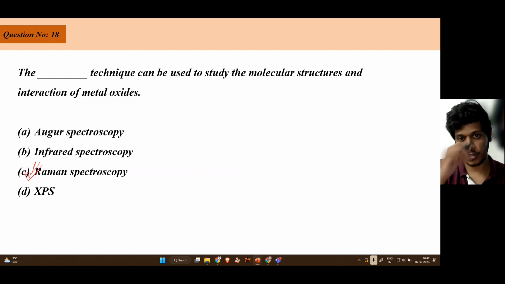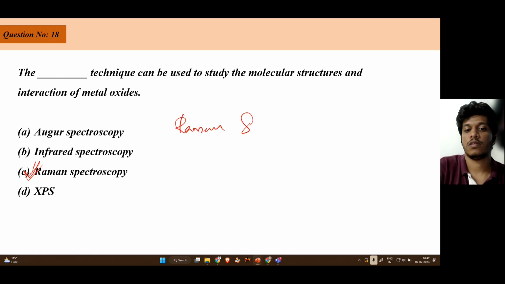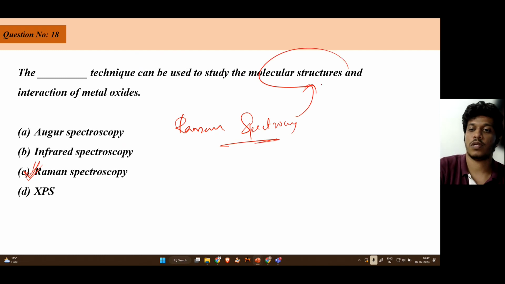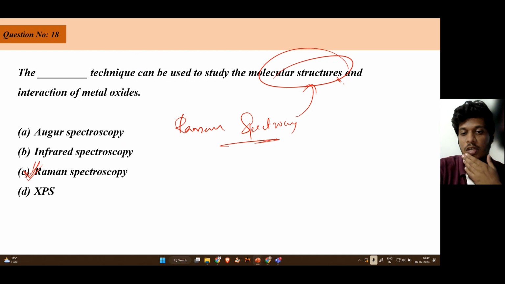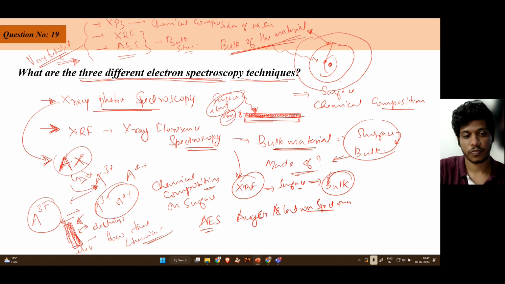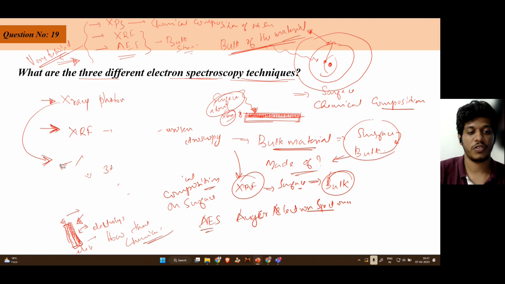Now, the dash technique can be used to study the molecular structures and the interaction of metal ions. The answer for this is Raman spectroscopy. Raman spectroscopy is a technique that we basically use to understand the molecular structure, to see how different functional groups are attached, and we can get many ideas about the basic structure of the molecule. We have discussed this in much detail.